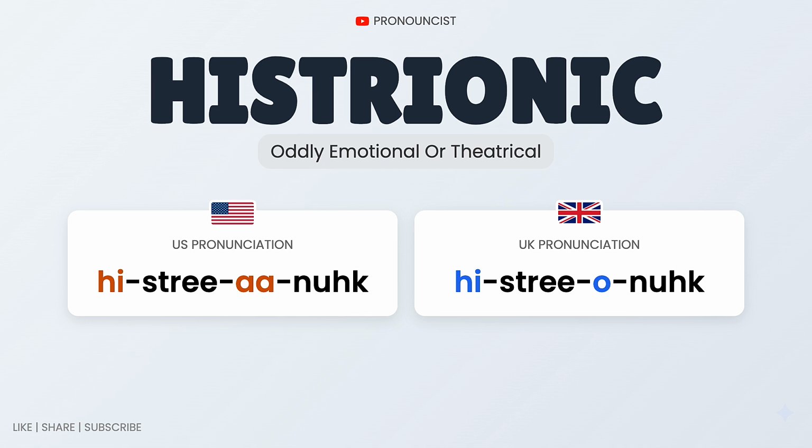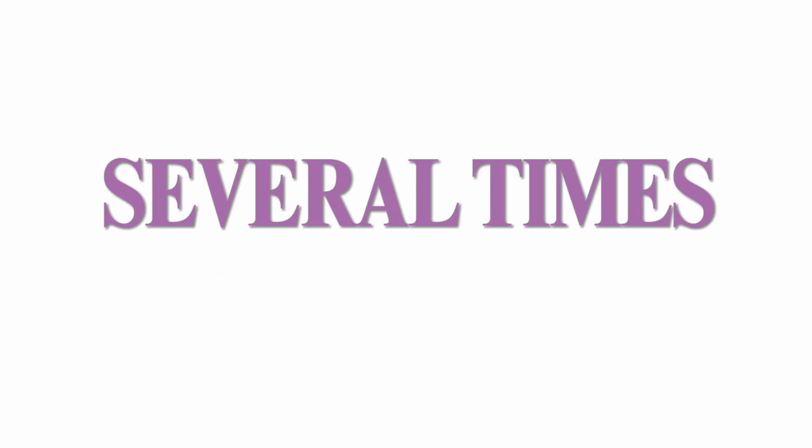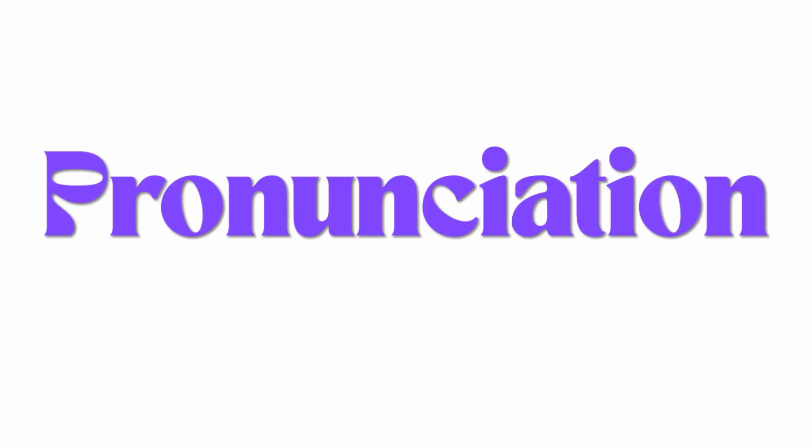Practice repeatedly and you'll soon be able to say this word perfectly. The best way to practice is to repeat the syllable multiple times. The meaning of the word is overly emotional or theatrical. Try repeating this word several times to improve your pronunciation.